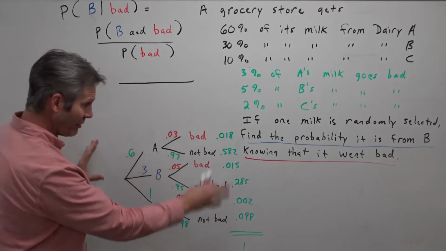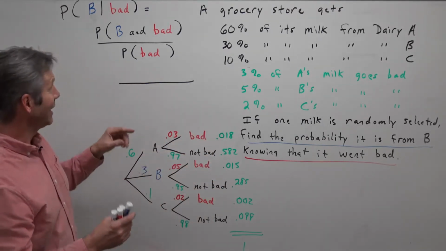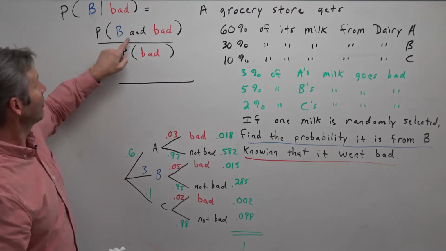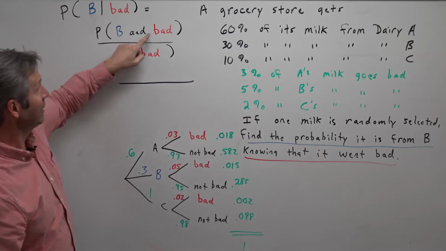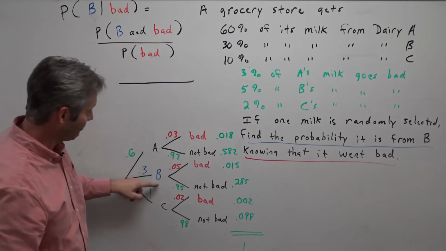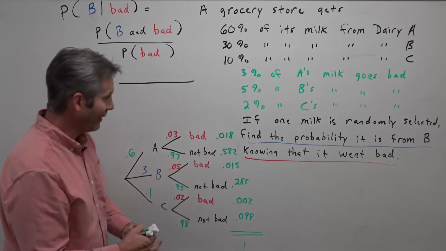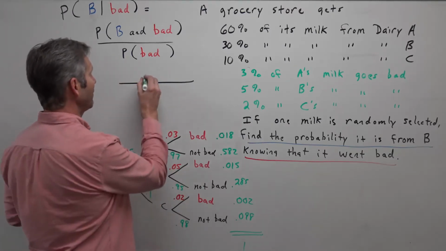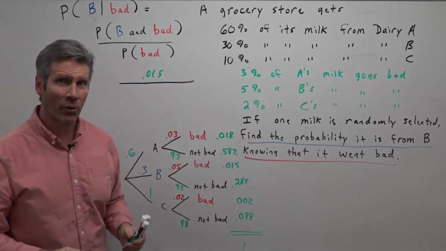Now that we have everything worked out and I've multiplied all through on all the branches, now we carefully go back here. The numerator needs to be that it came from company B and it went bad. So that's here. It came from dairy B, I guess, and that it went bad. You multiply those together, and that's the 0.015. All right, now we need to divide it by the probability that the milk goes bad.